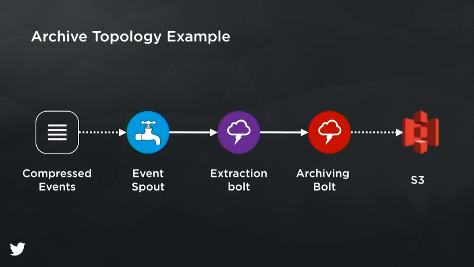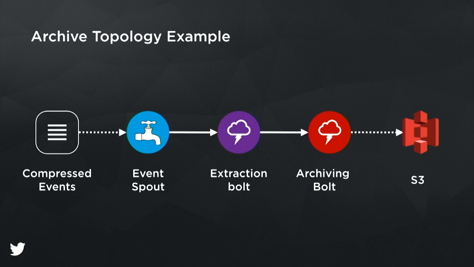That's a little bit abstract, so let's make it a little bit more concrete. Let's take the example of a topology that we want to actually archive data. Let's imagine that we have a bunch of data in a queue somewhere, and we want to write it to S3 efficiently in a way that's scalable. The way we do that is to create a spout and two bolts. The spout would encapsulate the logic of actually reading from the queue, and we create two bolts, one which handled the task of decompressing the events, and another which handled the logic of actually writing them to S3.